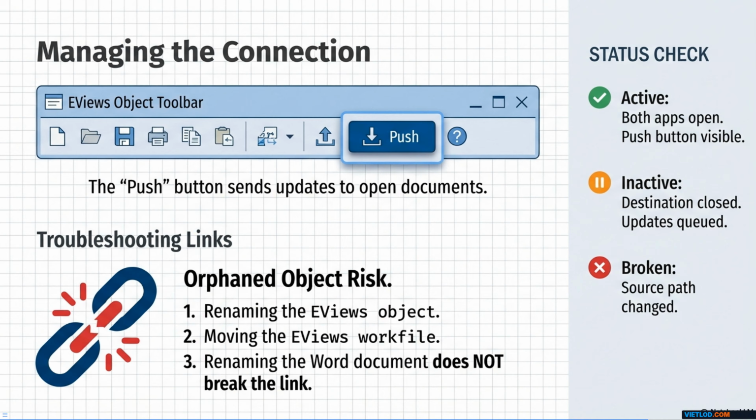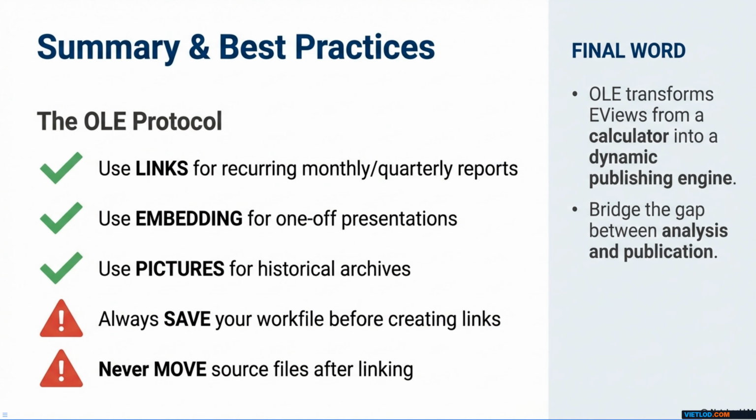Second, a link is inactive when the destination document is closed. In this scenario, EViews will queue any updates. When you next open your document, the updates will be applied. Finally, and critically, a link can be broken. This is often referred to as an orphaned object risk.